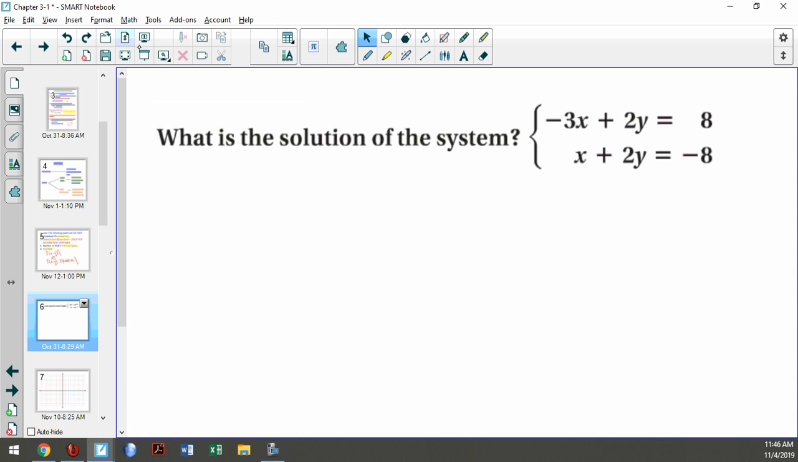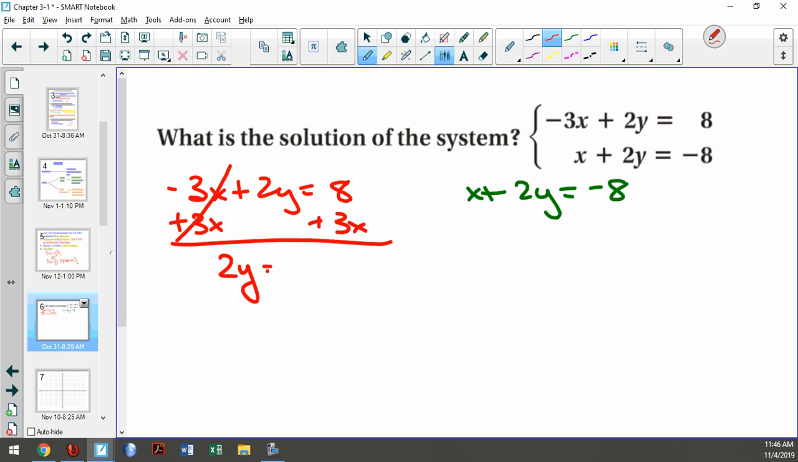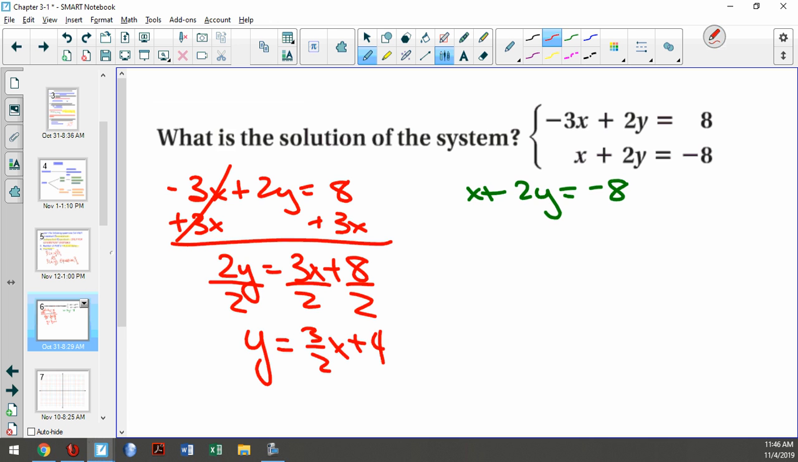Okay, so what is the solution of the system? You're going to simply tear these apart. Negative 3x plus 2y is equal to 8, and x plus 2y is equal to negative 8. Solve each equation for y. So what do I do to the red equation on the left? Add 3x to both sides. So 2y is equal to 3x plus 8. Then what? Divide the left, the middle, and the right by 2. So y is equal to 3 over 2x plus 4.